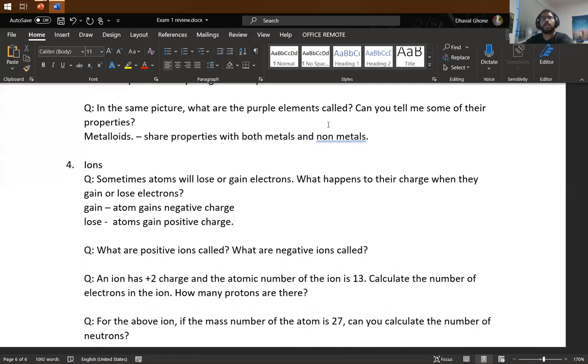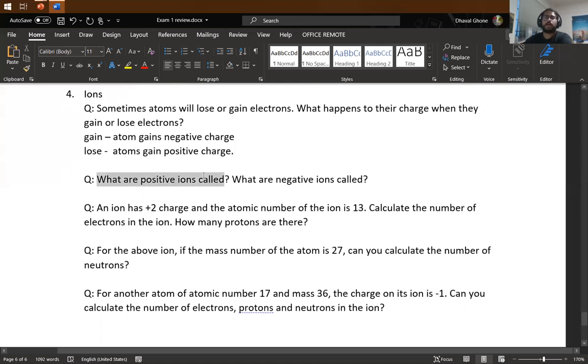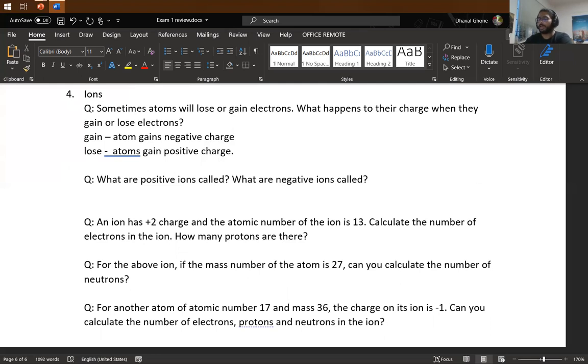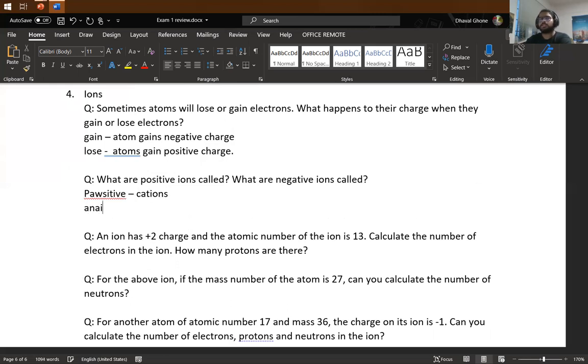Okay. And then the question is, what are positive ions called and what are negative ions called? The way to remember this is, positive ions are called cations. And then anions don't really have a name, they're pretty boring. Anions are negatively charged. So many typos. Negative. Okay.